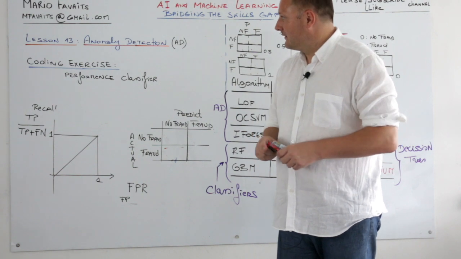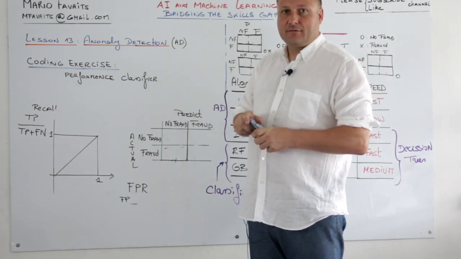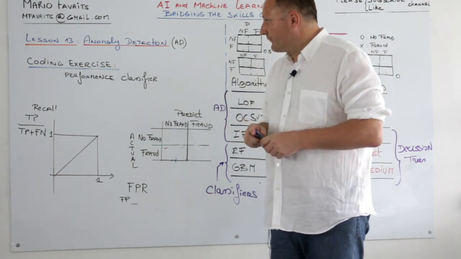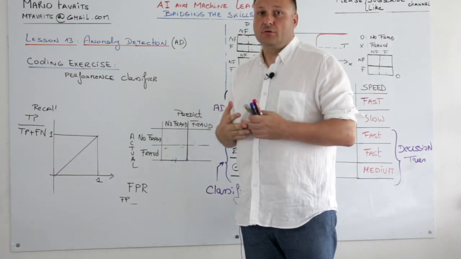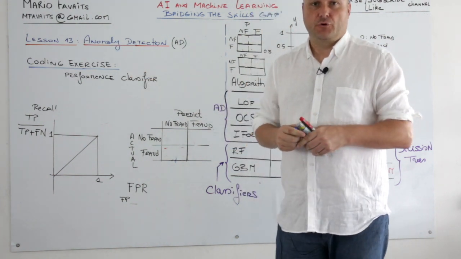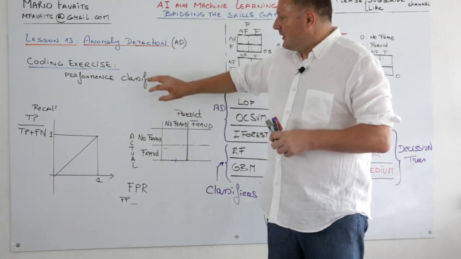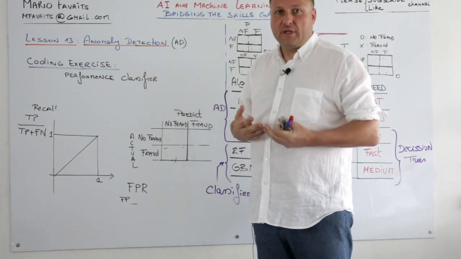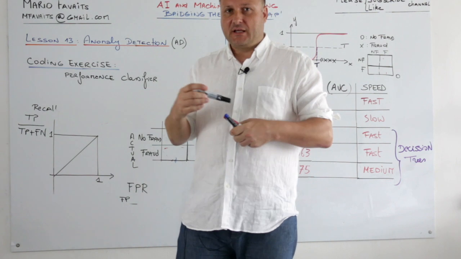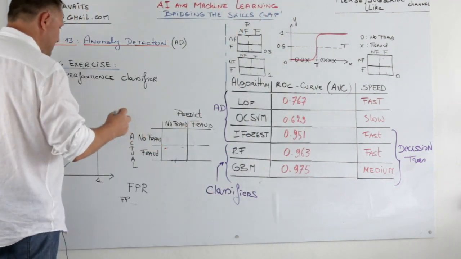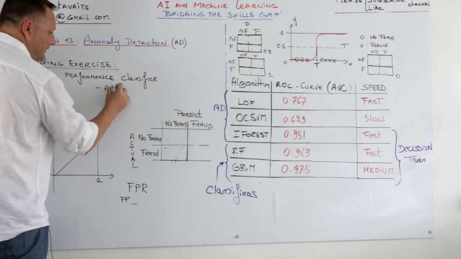Alright, let's tackle the last video on anomaly detection. Basically, what we're going to do is evaluate our coding session. How do we evaluate? There's actually a few options. One is accuracy.